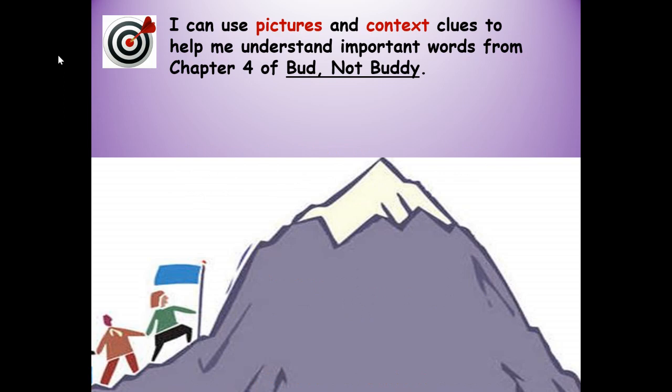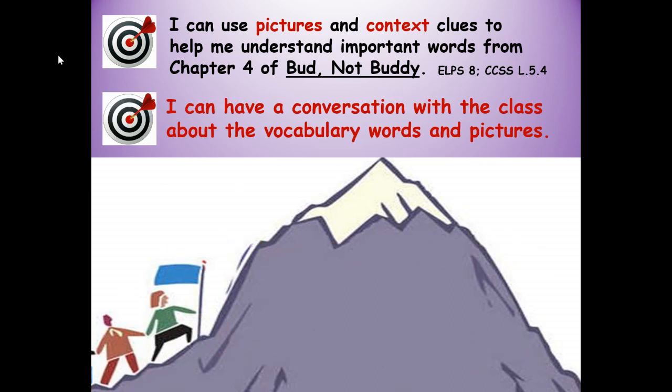Our learning target: I can use pictures and context clues to help me understand important words from chapter 4 of Bud, Not Buddy. The second learning target: I can have a conversation with the class about the vocabulary words and pictures.